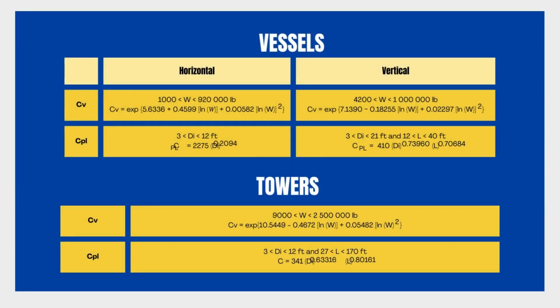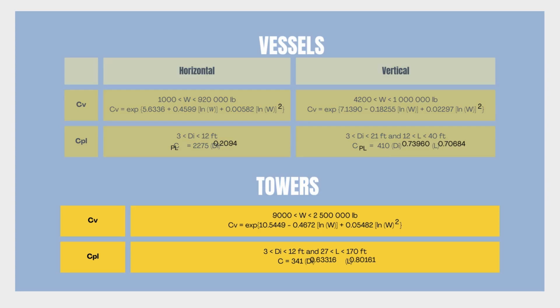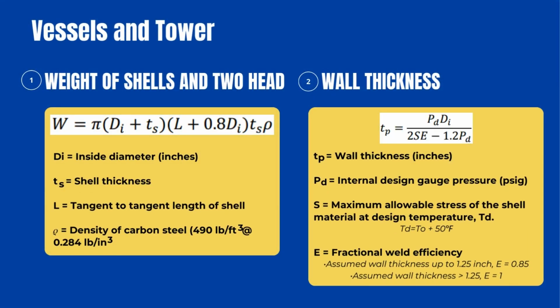CV and CPL values for horizontal vessel, vertical vessel and towers can be calculated using the equations shown on this slide, and they are associated with specific constraints and conditions of weight W, inside diameter of vessel DI, and tangent to tangent length of shell labeled SL. The weight of shells and tool heads in the cost correlation for pressure vessel or tower can be approximately calculated using this formula, where DI is inside diameter, TS shell thickness, L is tangent to tangent length of shell, and ρ is density of carbon steel, where 490 pounds per cubic feet or 0.284 pounds per cubic inch is used.